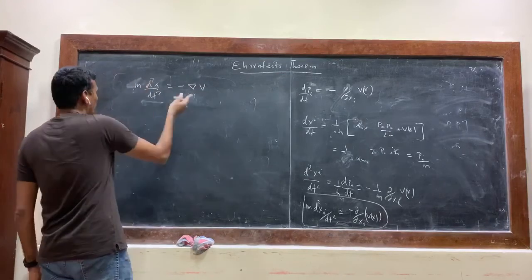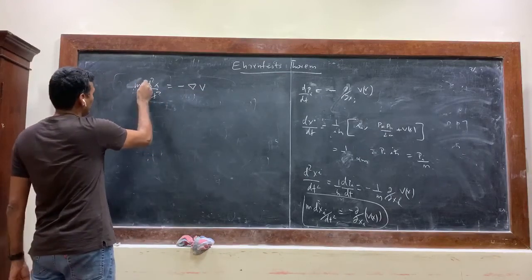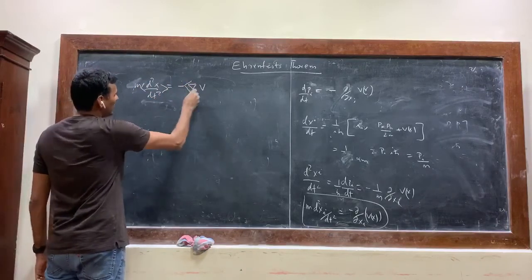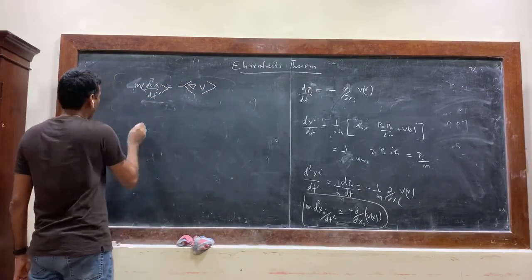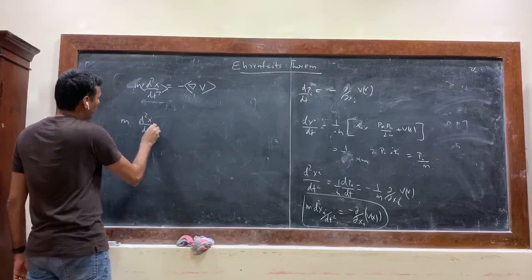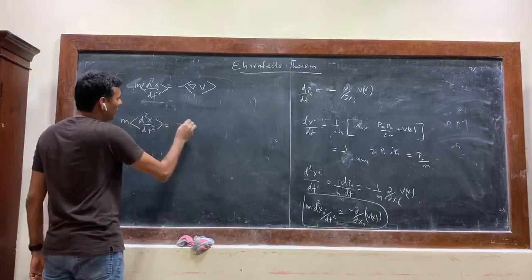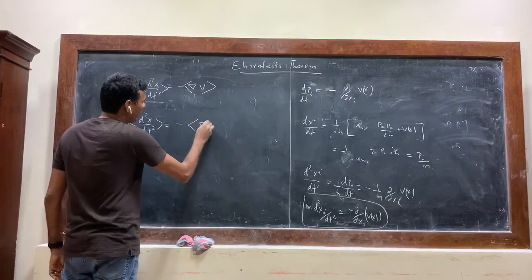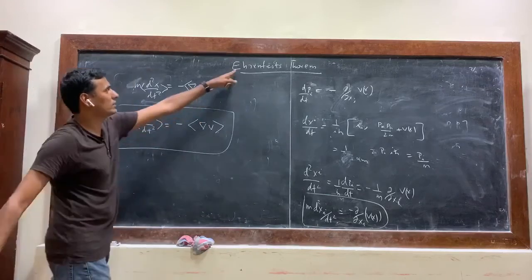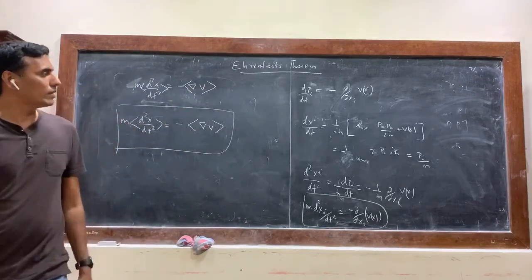Now we can just generalize it because this is just a component. You can write m times d squared x by dt squared is equal to minus grad V. Taking the expectation value, m times the expectation value of d squared x by dt squared is equal to minus the expectation value of grad V, and this is what's called the Ehrenfest theorem.